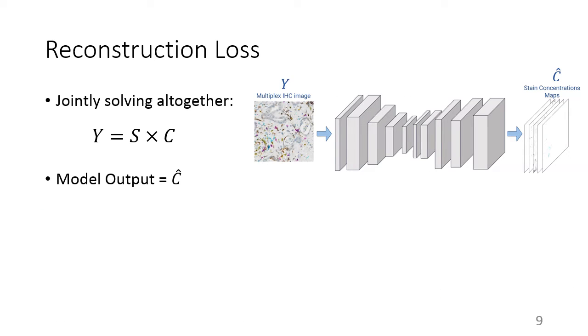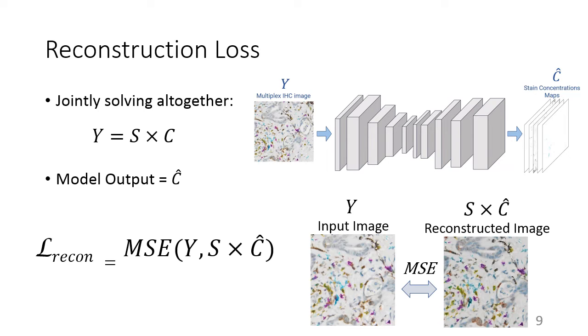Jointly solving all together, we have y equal s times c, where y is the image pixels, s is the stain matrix in the optical density space, and c is the stain concentration maps. Our deep neural network will learn to predict the concentration map C hat. The reconstruction loss is the mean squared error between the input image and the image reconstructed from the predicted concentration maps.